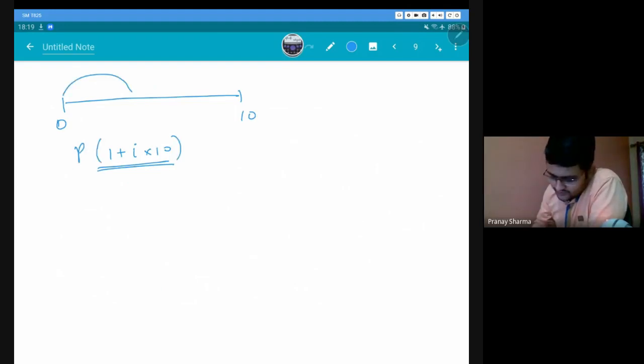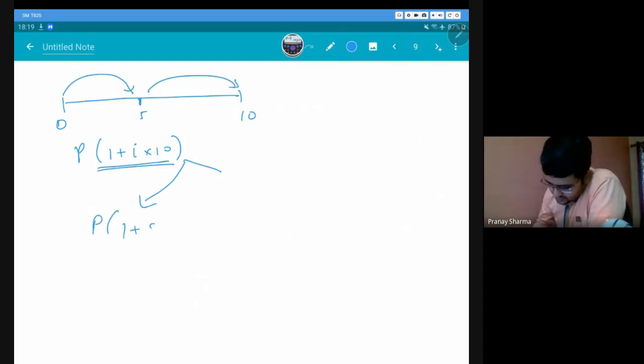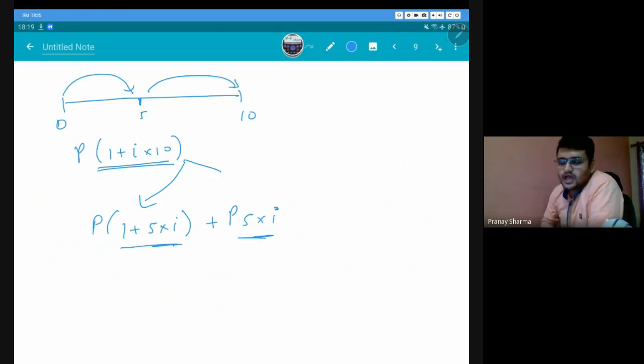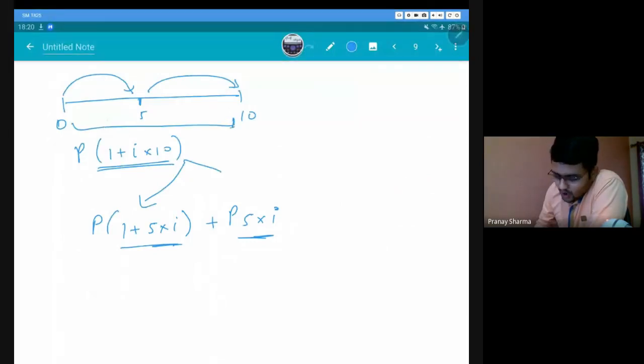So if I invest for only 5 years and then reinvest for 5 years, logically this should translate into P into 1 plus 5 into i, plus P into 1 plus 5 into i, right? I should be adding my values. But imagine if you get two opportunities. You can invest for 10 years directly, or invest for 5 years and then reinvest for 5 years.